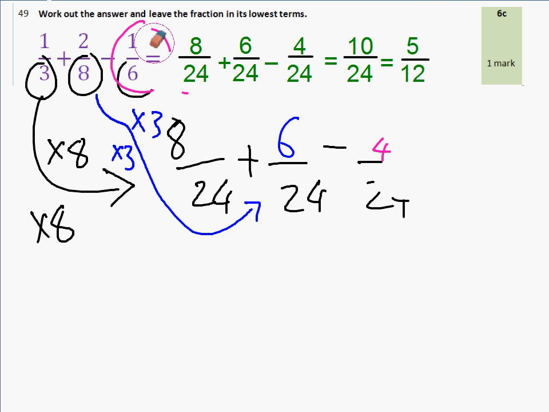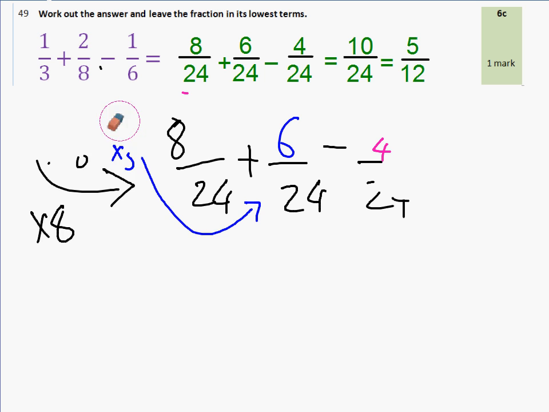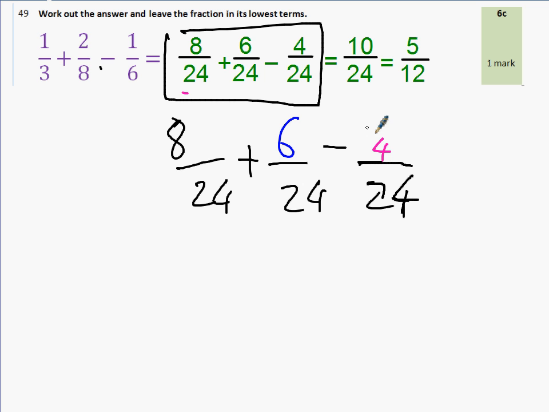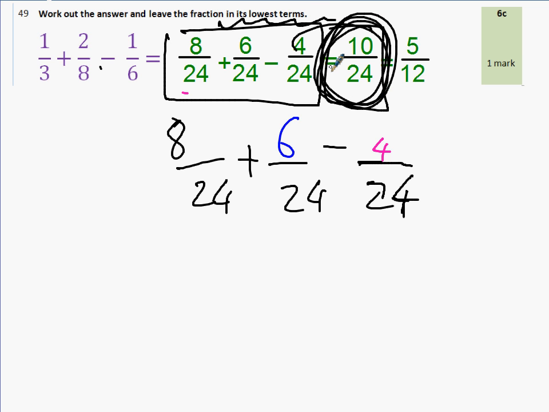Okay, what have we got then? We've got 8 24ths plus 6 24ths take away 4 24ths, which is what I've got written up here. 8 plus 6 is 14, take away 4 is 10. Then it says give the fraction in lowest terms. It would be a shame to get as far as this, which did take a little while, and not read the question properly and simplify.